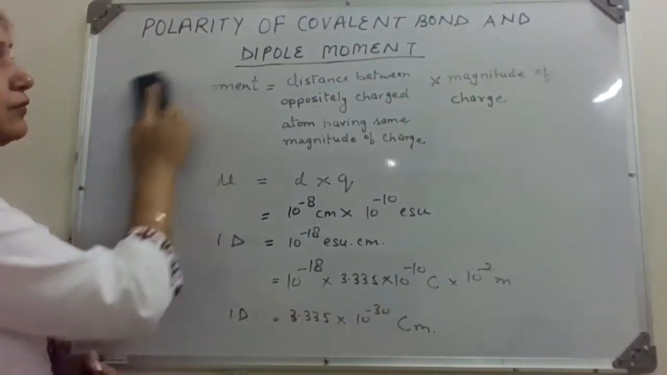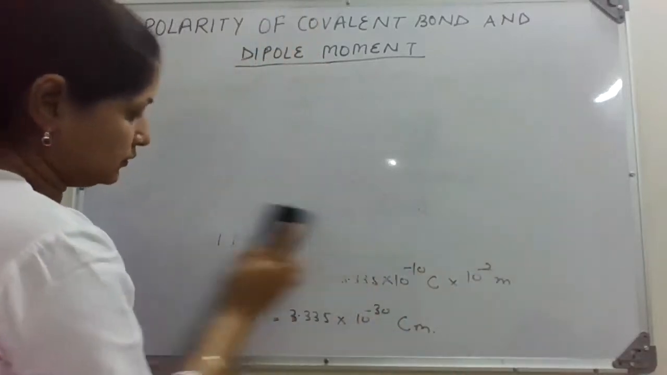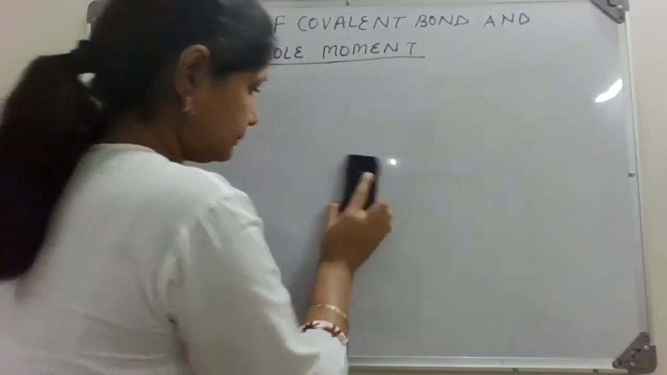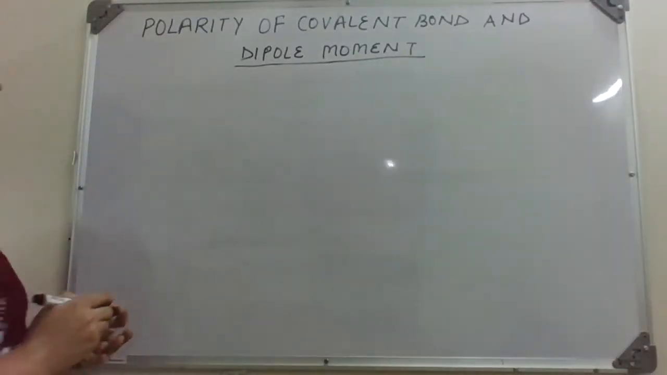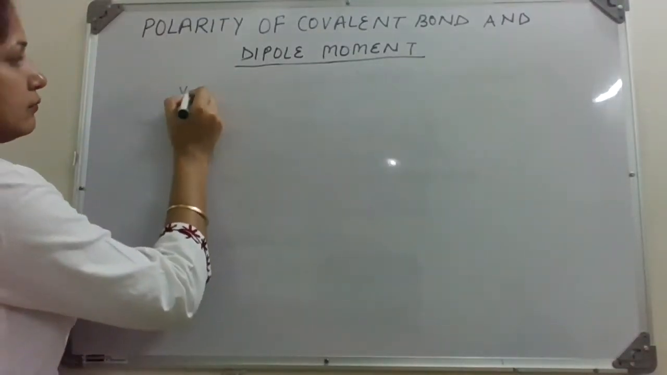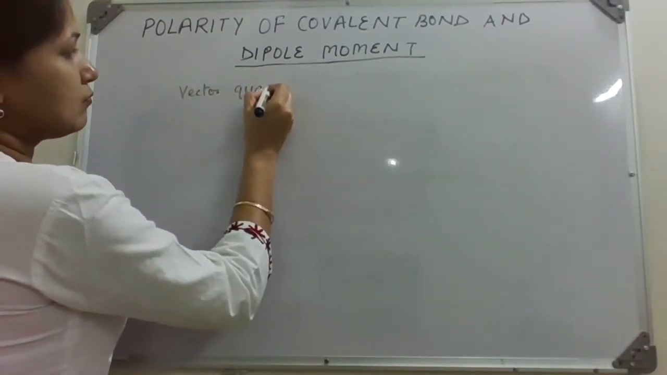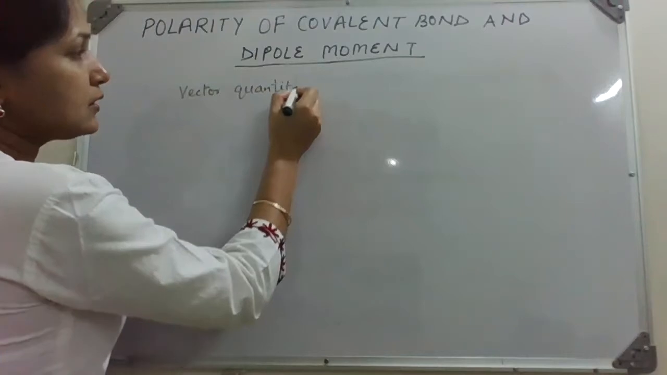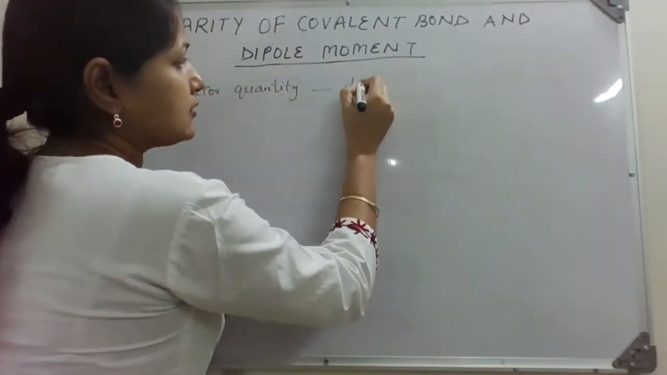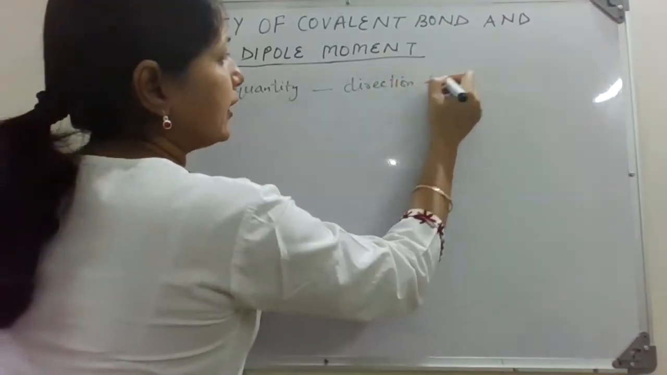As the electronegativity difference of the molecule increases, the dipole moment also increases, and so does the ionic character. This dipole moment is a vector quantity. That means it has both direction as well as magnitude.